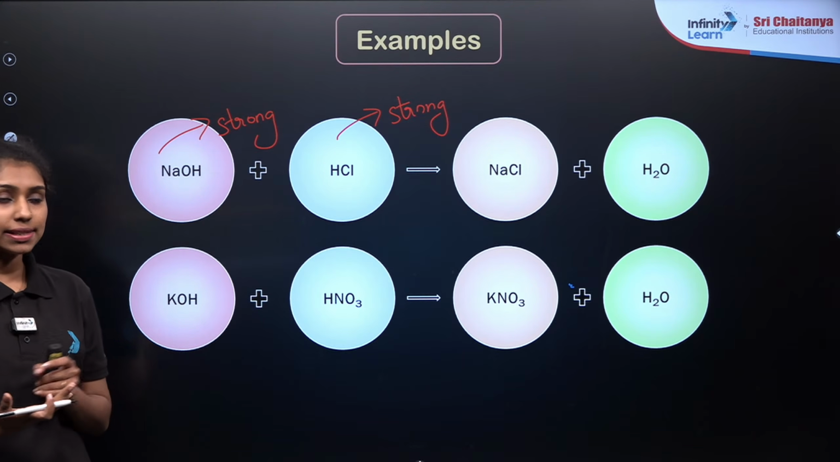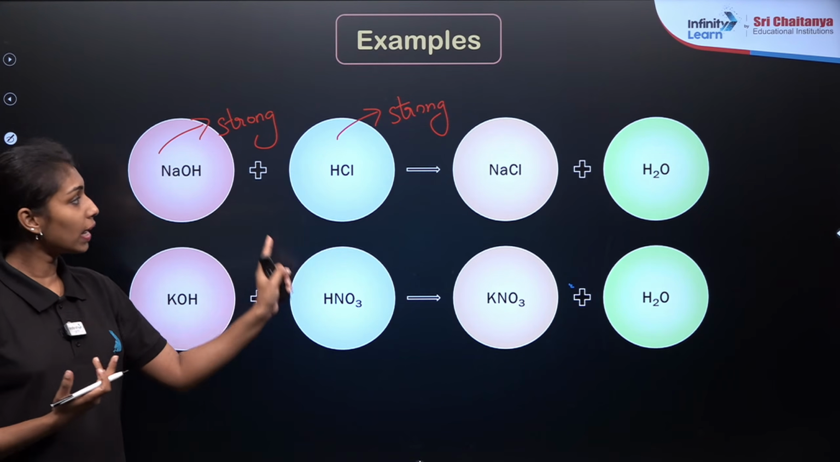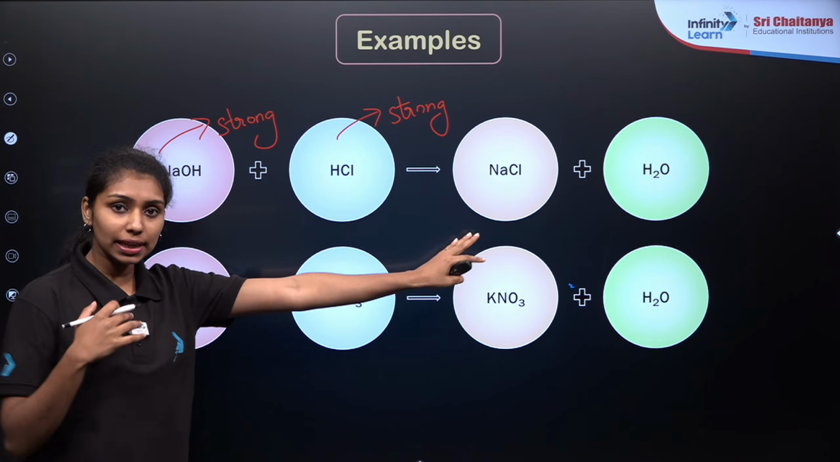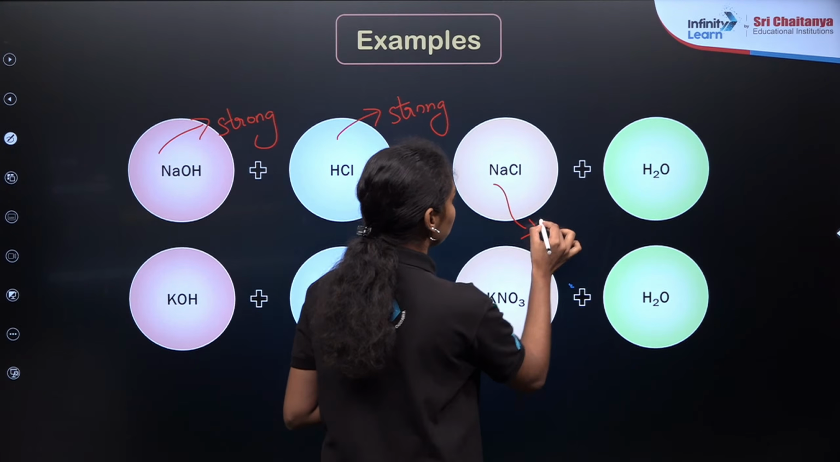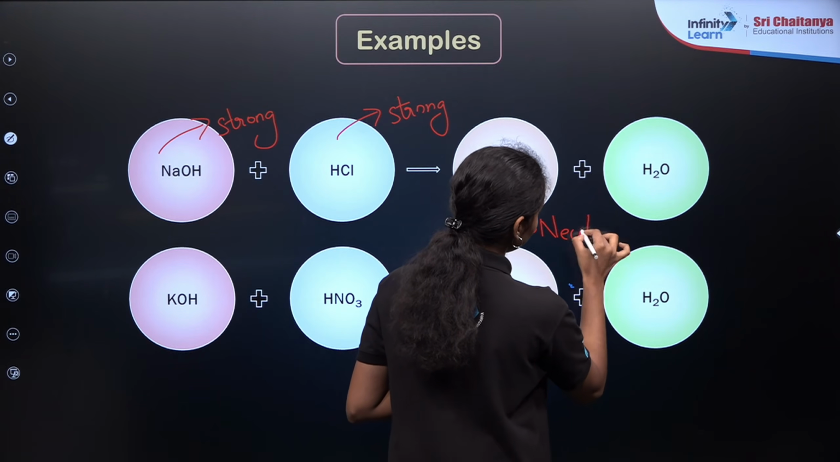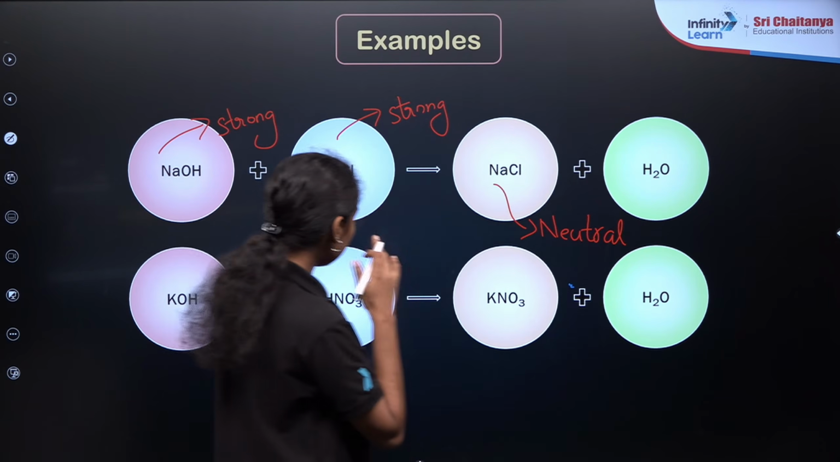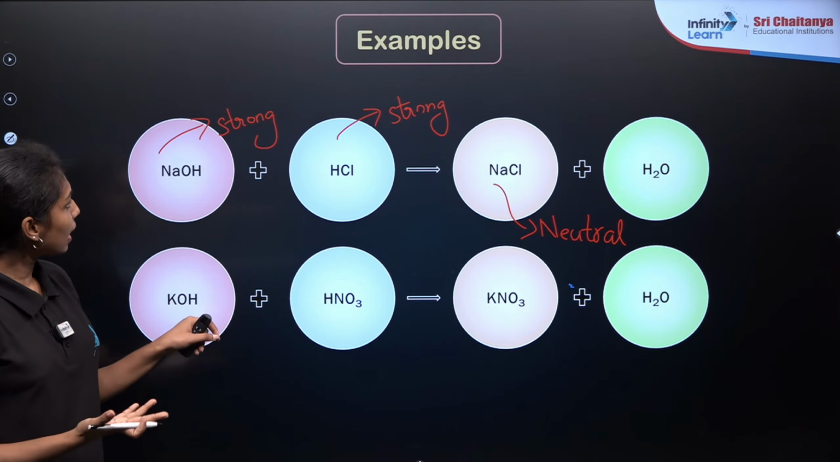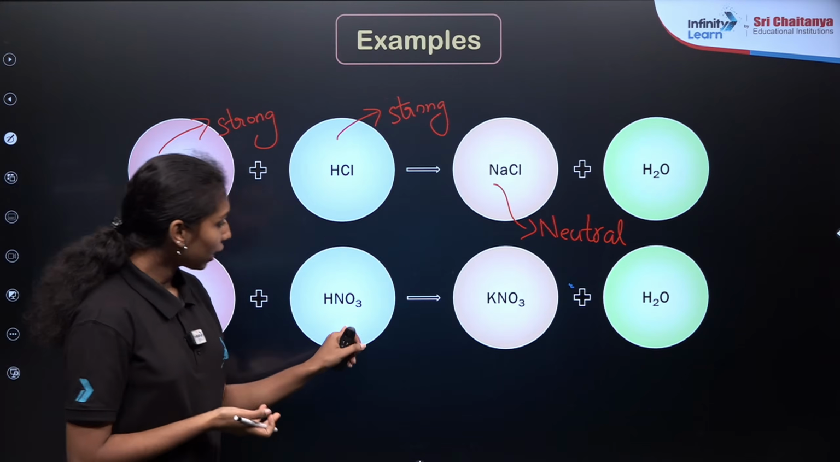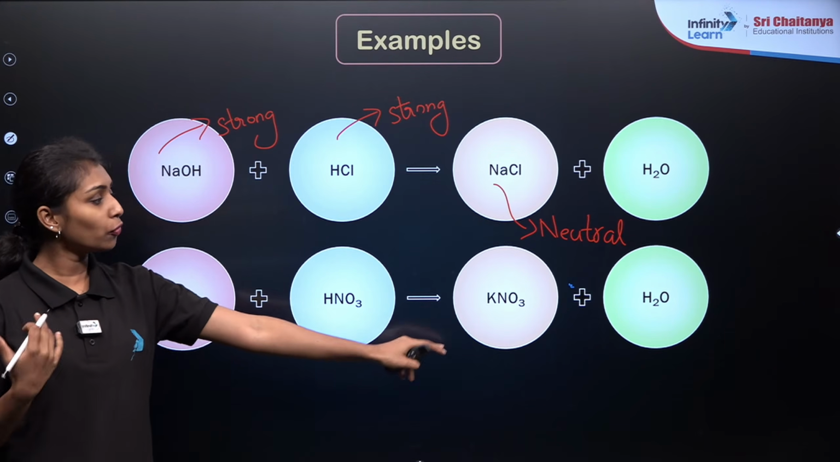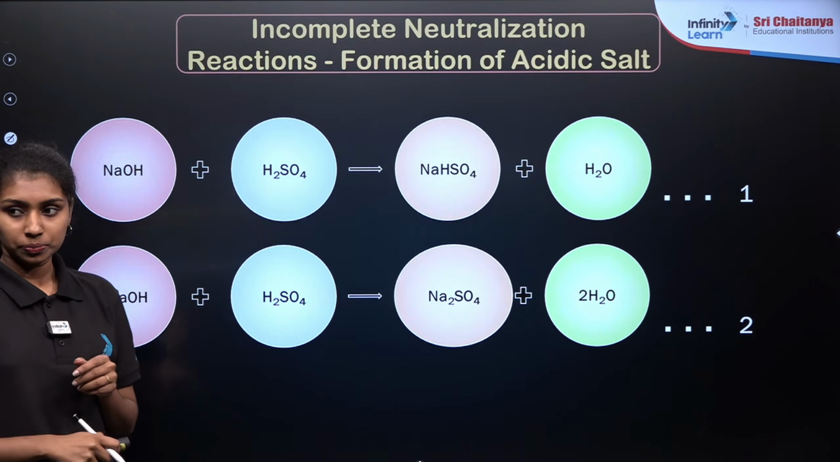So both are a strong acid and a strong base, right? If you are treating a strong acid and a strong base together, we will be getting a salt with the nature of a neutral salt. Again, in this case also, KOH is a strong base and HNO3 is a strong acid. So it is again forming a neutral salt, KNO3, plus water, right?